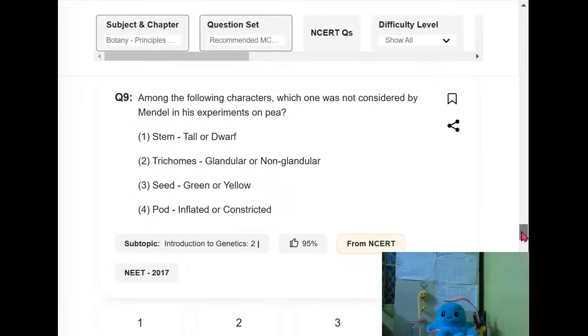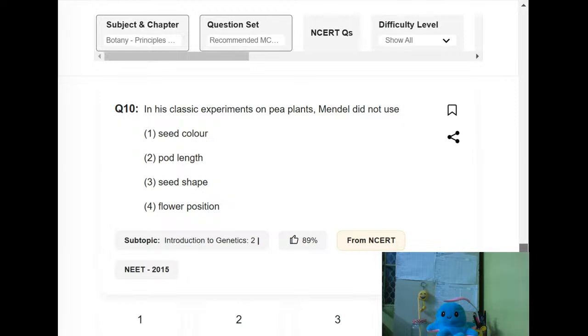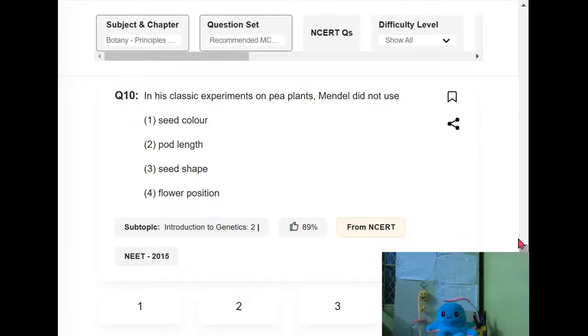Among the following characters, which one was not considered by Mendel in his experiment on pea? Stem tall and dwarf, trichome glandular and non-glandular, yellow or green seed, inflated or constricted pod. In his classic experiment on pea plant, Mendel did not use seed color, pod length.